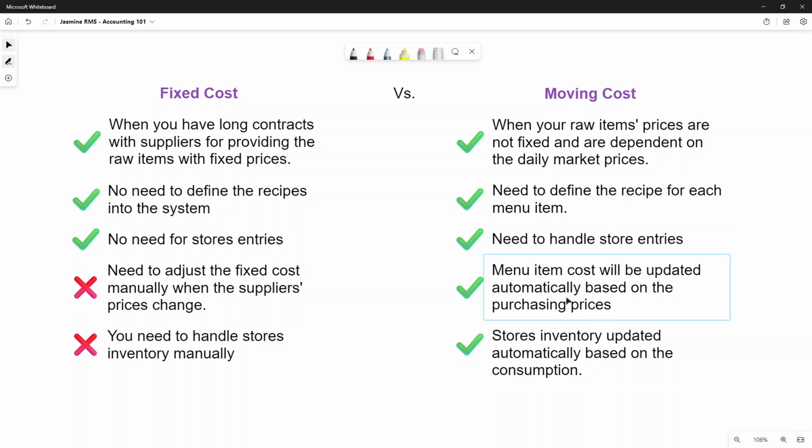Yes, you need to enter the receiving of the ingredient every day to the system, but at least you know every day how much is left of meat, how much is left of tomato you have in the inventory, what is the consumption based on the sales, and control everything about the stores. Here it is easier. You don't need to handle the store entries, you don't need to have the recipes in the system, but you don't have any control on the stores whatsoever.